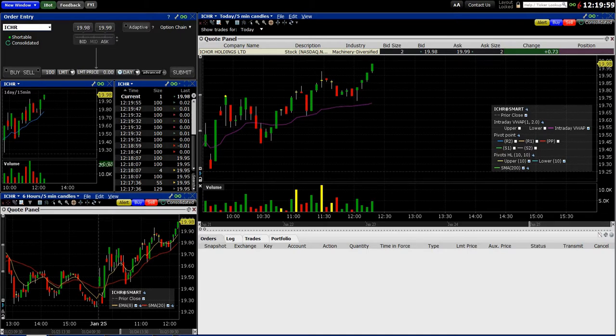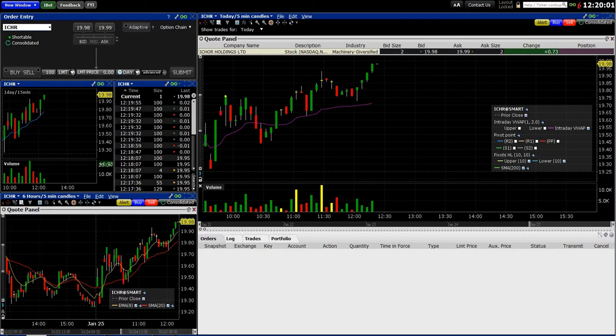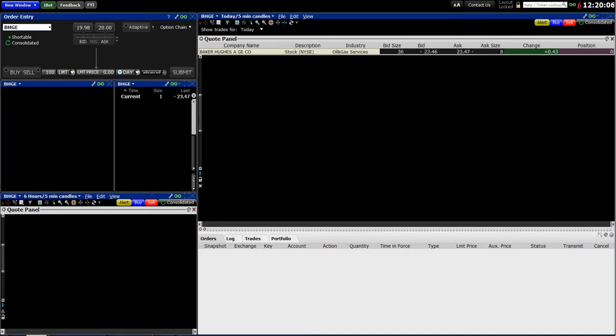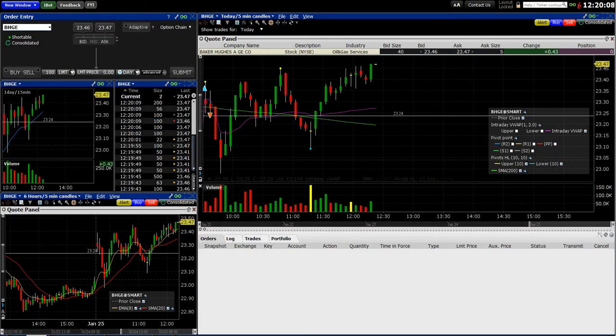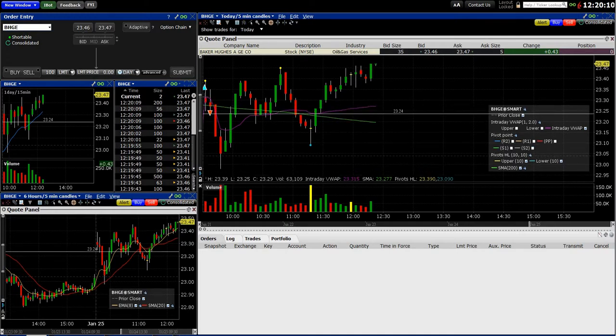So first I'm going to show you a trade I did, which is what I would say is don't do something like this, which is I traded within the first 2 minutes. I took this trade, and I did this because it popped up on a VWAP scan that I have.